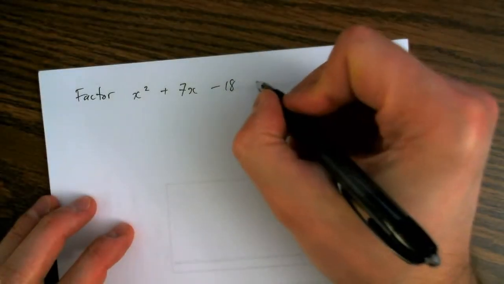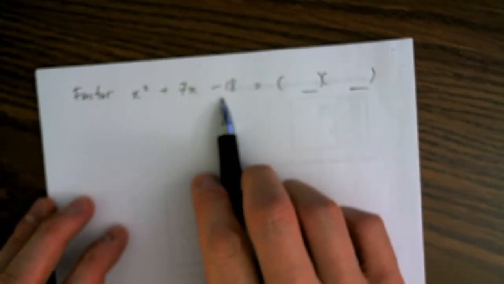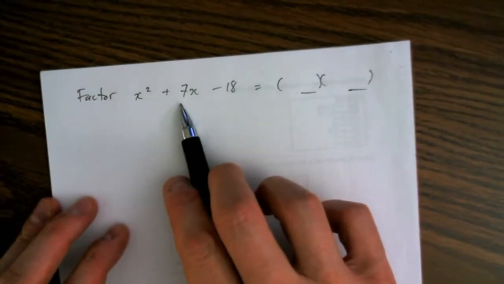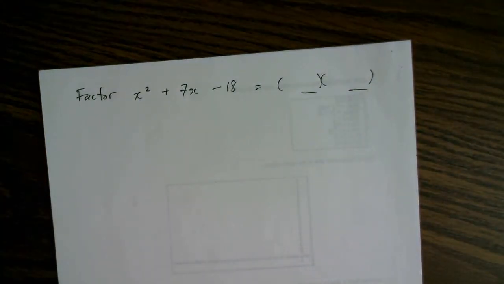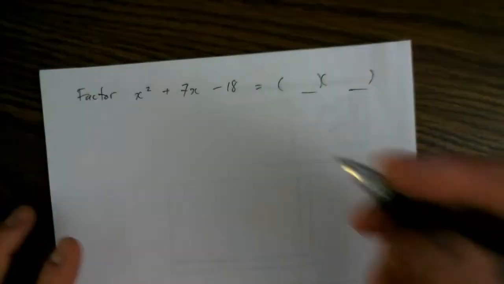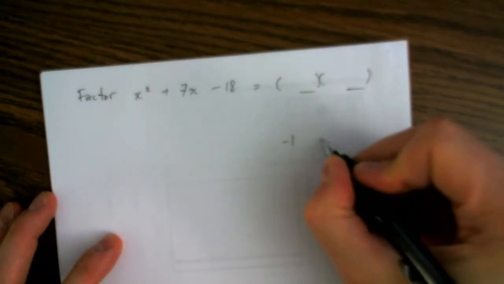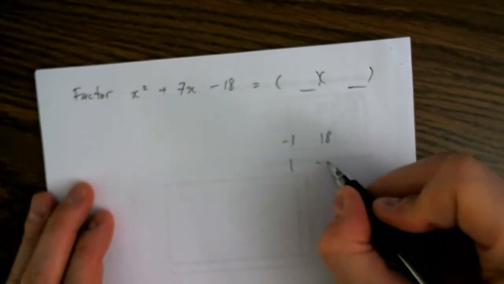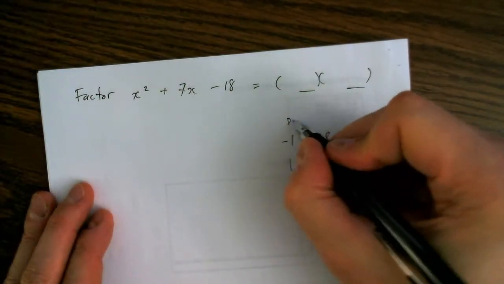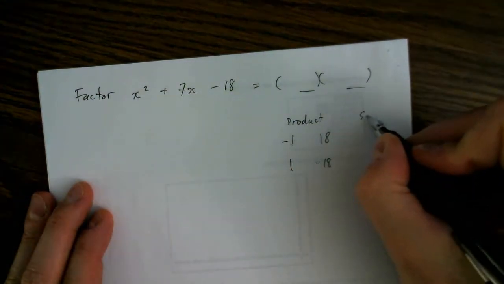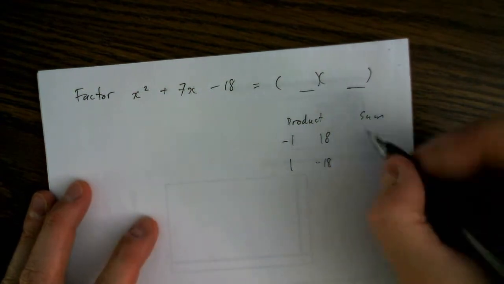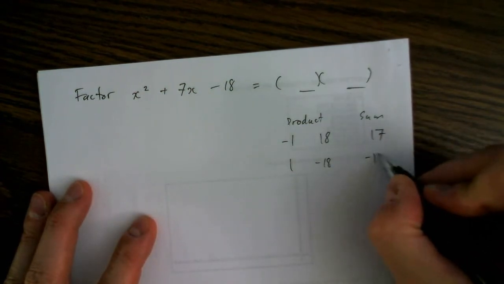So to factor this trinomial, we want two numbers that multiply to negative 18 and add to positive 17. So because the 18 is negative, we know that one of the numbers has to be negative and one of the numbers has to be positive. So we could do negative 1, positive 18. Could do positive 1 and negative 18. That would add up to 17. This would be negative 17.